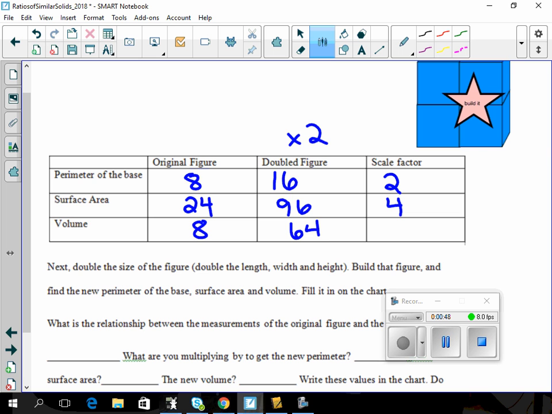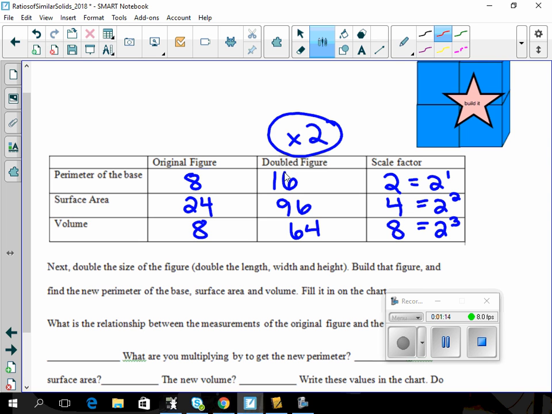times what is 64? Then I said, well, wait a minute, these are all numbers that are powers of 2, and it's not a coincidence that they are powers of 2, because the scale factor was 2. If I look at the powers, doesn't that make sense? Don't we square areas? Don't we cube volumes? So that makes sense that that's what you did to get your answer.